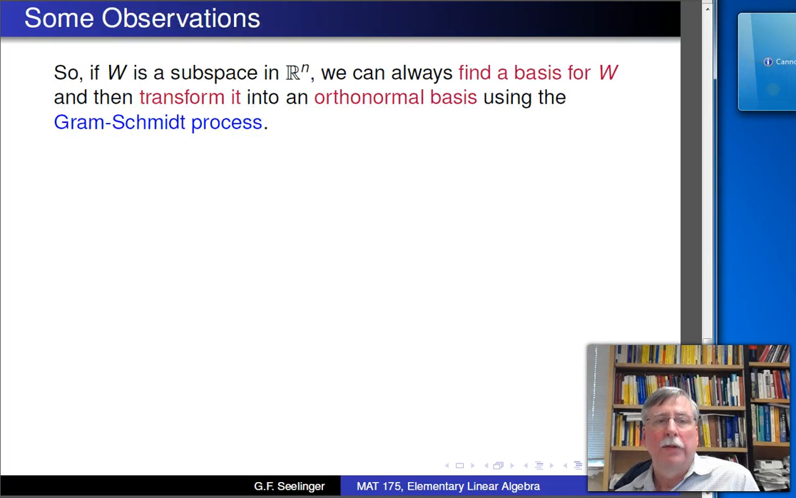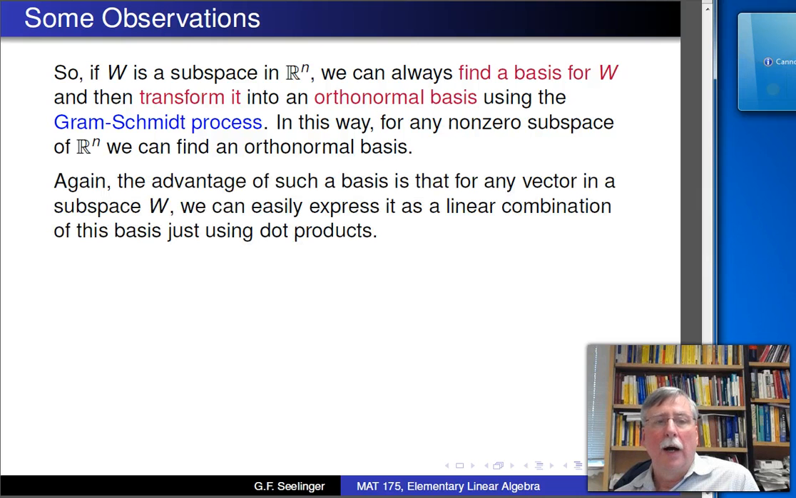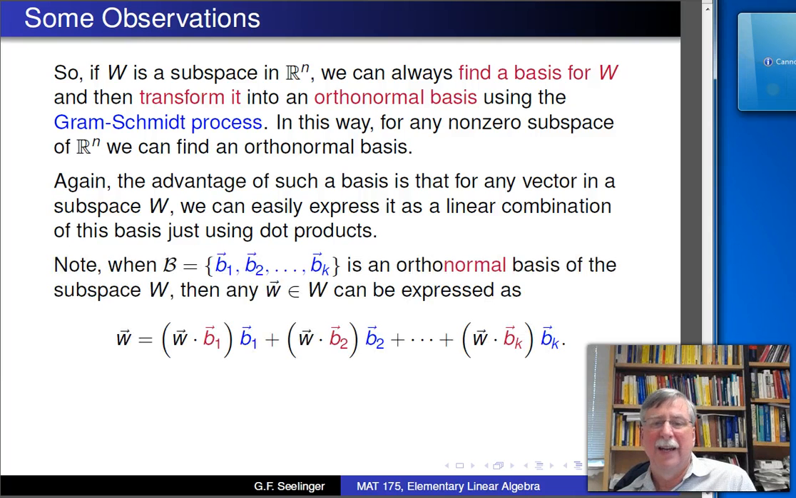All right. So some observations: if W is a subspace in Rn, we can always find a basis for W and then transform it into an orthonormal basis using Gram-Schmidt. So I can always find an orthonormal basis for any subspace. The advantage is that we can take projections very easily. We can find linear combinations just using dot products. And so to remind us, to write W in terms of the B coordinates, or to write W as a linear combination of the basis vectors, all I have to do is take the corresponding dot products. And that's very useful for approximations.